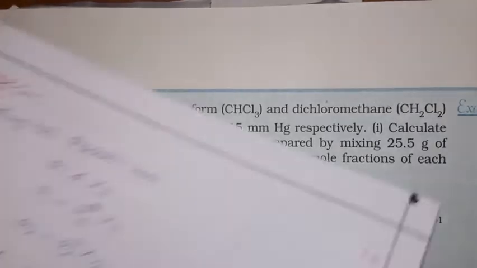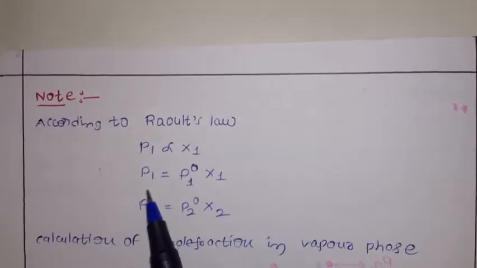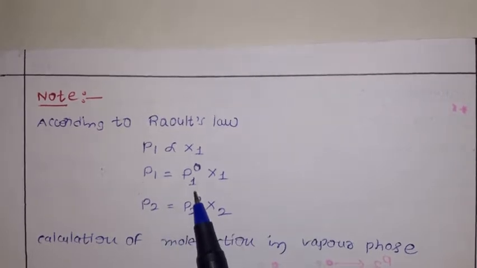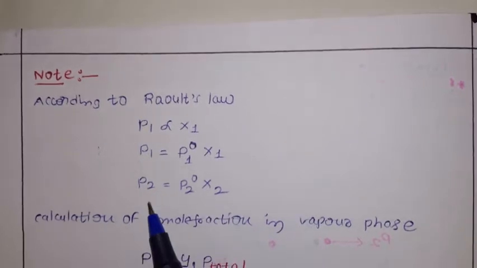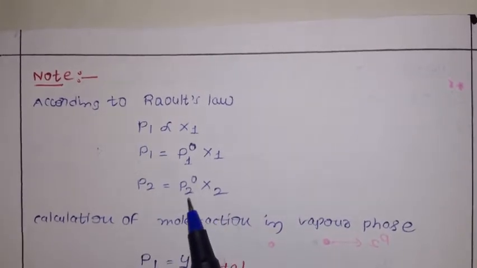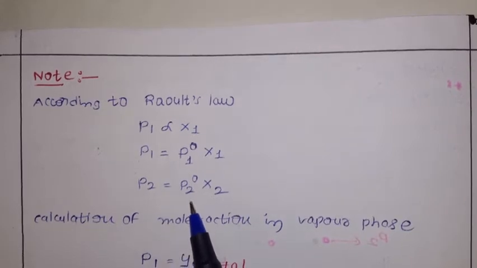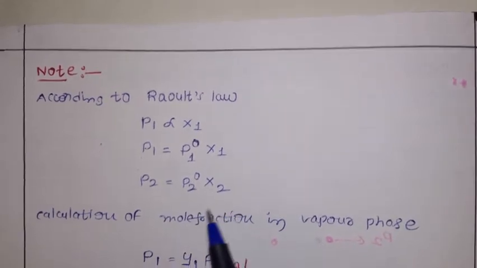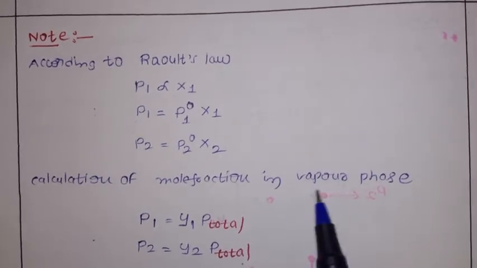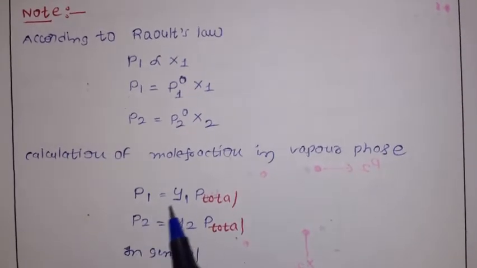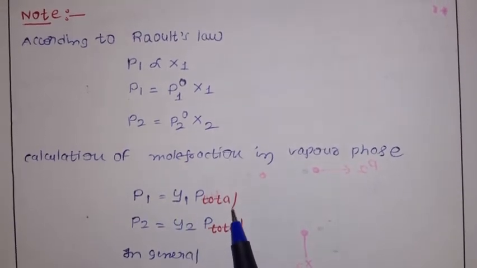If you go for Raoult's law, the partial pressure equals the pressure of the pure component into the mole fraction of the first component. Again, for the second component, the partial pressure equals the pure component pressure into x2. Now if you want to calculate the mole fraction in the vapor phase, the partial pressure equals the mole fraction in the vapor phase into P total. Here we have to multiply with the total pressure.